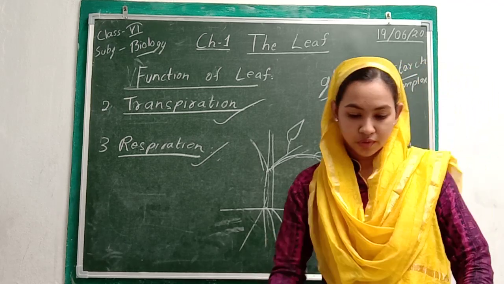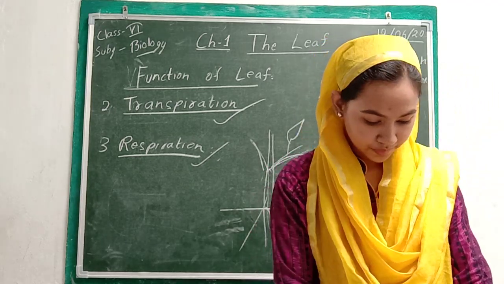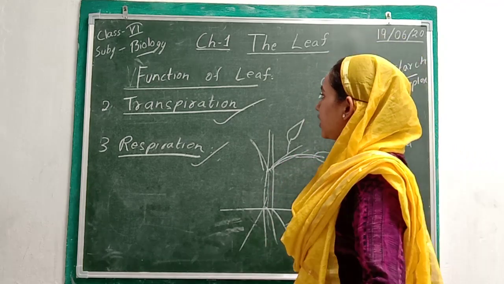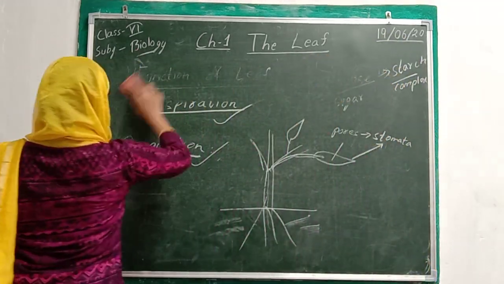So these were the functions of the leaf. The next is arrangement of leaves on the stem.